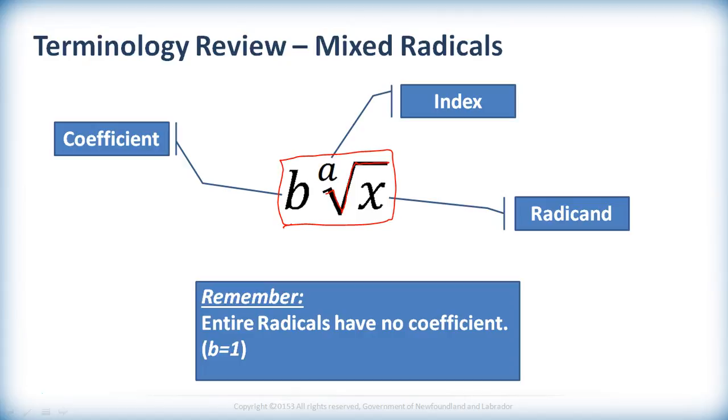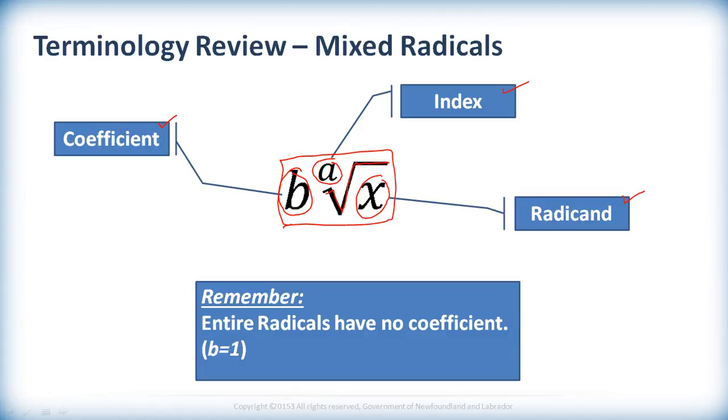But the three things that go around that root are, first of all, this little tiny guy up here, that a, that's what we call the index. And that tells you if you have a square root or a cube root, depending on what that number is. Okay? And then the stuff that's hiding underneath the radical sign is called the radicand, and that's the thing you're trying to take a root of. And then the number that's out in front there is what we call the coefficient of the radical expression.